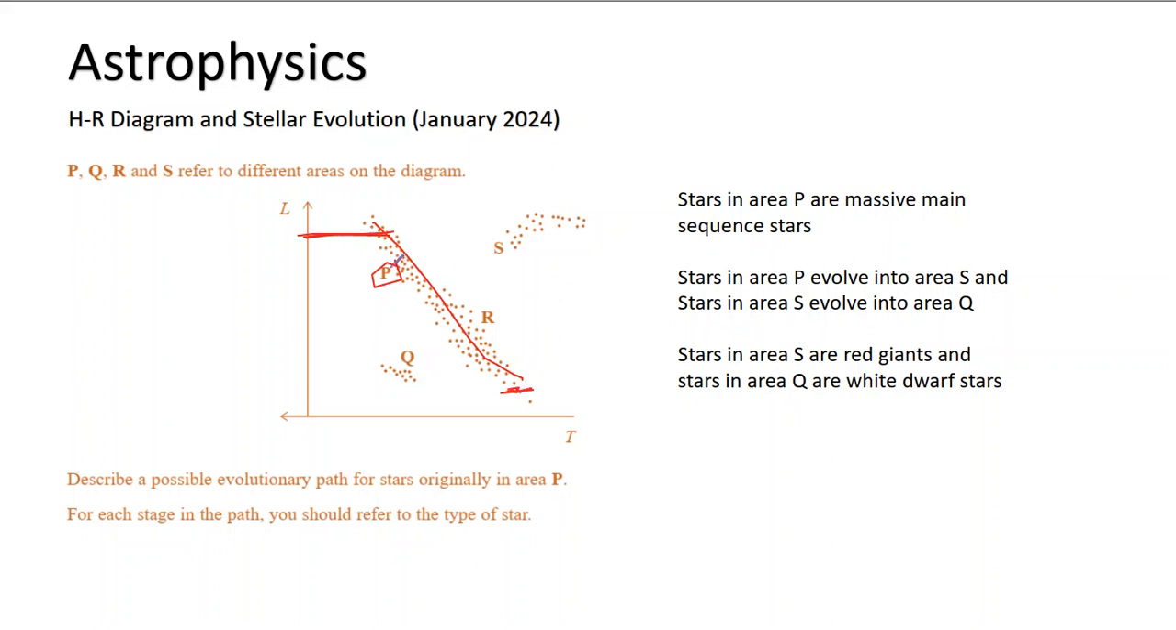So stars in area P evolve into area S, and stars in area S evolve into area Q. P are main sequence. What is S? Red giant. And eventually they end their lives as white dwarfs. Now a question may ask you, what do you mean by a main sequence star? What does a red giant star mean? What happens in a red giant star, and what's going on in a white dwarf? All of these are also covered in the frequently asked question booklet.